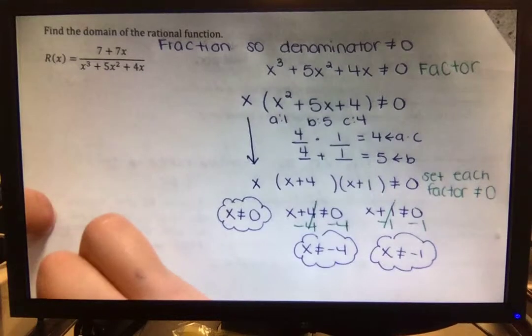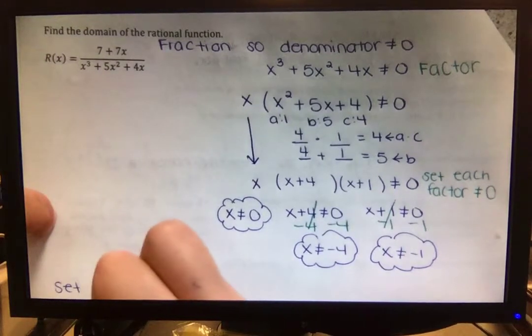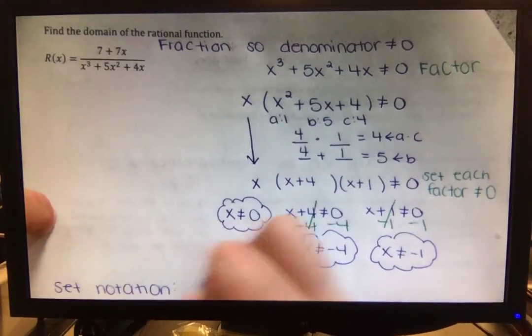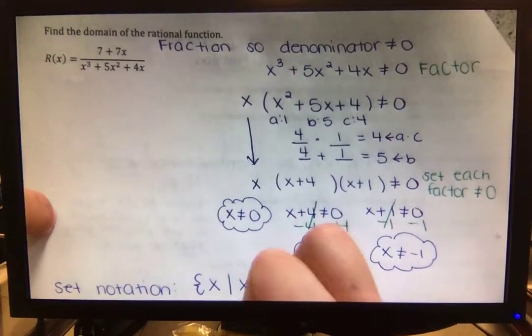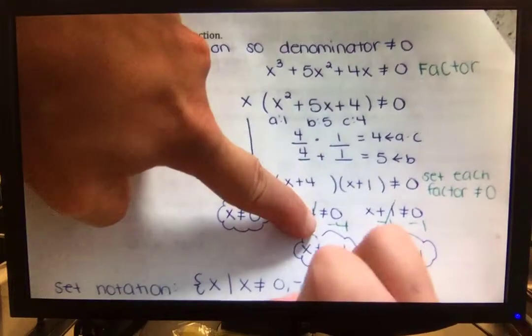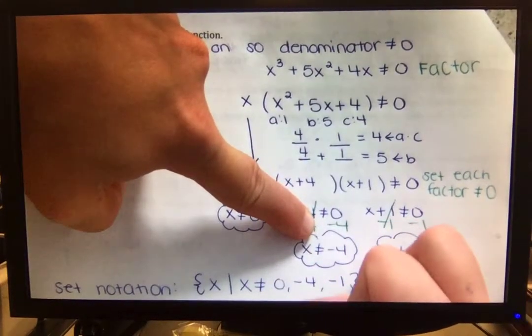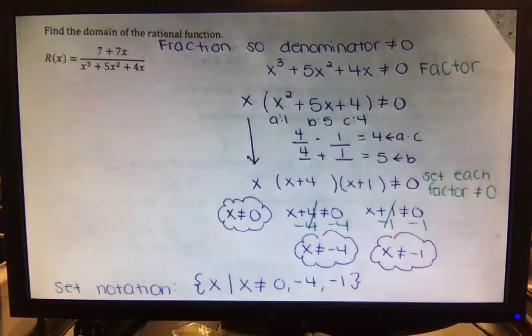So finally, writing this in set notation, we have the set of x such that x cannot equal 0, negative 4, and negative 1. So that would be our final answer.